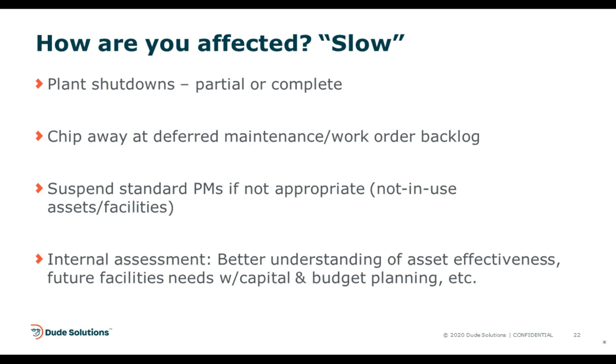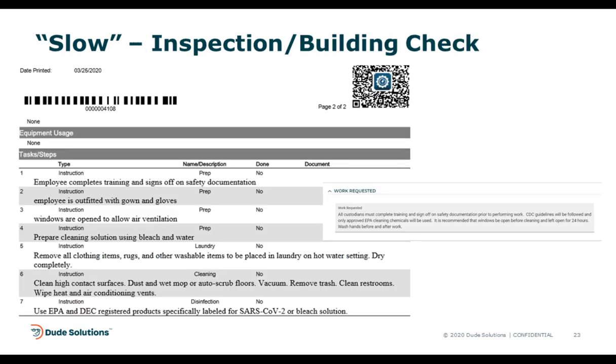Next group is more in that slow range. I think there are valuable lessons for this group for all of us, but this might be a little more tilted for those of us that unfortunately are a little bit more slowed down. So you might be in a shutdown, partial or complete. It's an opportunity to chip away at deferred maintenance or your work order backlog, suspend PMs if appropriate, and then a great time for internal assessment, analysis of your asset effectiveness, and capital budget planning. So let's go through some examples in this area.